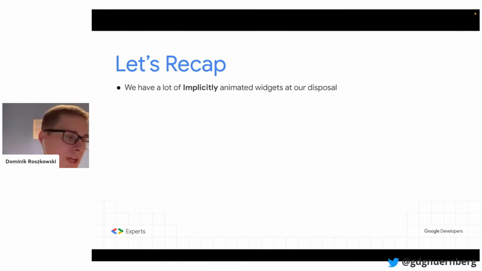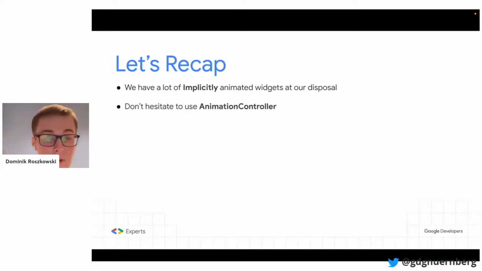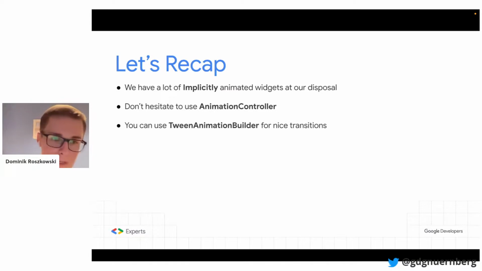Let's recap. We have a lot of implicitly animated widgets, a myriad, a ton of different widgets that you can use. However, sometimes they are not enough. You can use your custom implicitly animated widgets, but you can also use the animation controller. And frankly, don't hesitate to use one. It's, I would say, intimidating at the beginning, but as you start using the animation controller, you should be good to build almost anything you like. Sometimes it's enough just to use the Tween Animation Builder. It's fine, and then your API can remain a little bit simpler, but you don't have so much control as you would have with the animation controller.